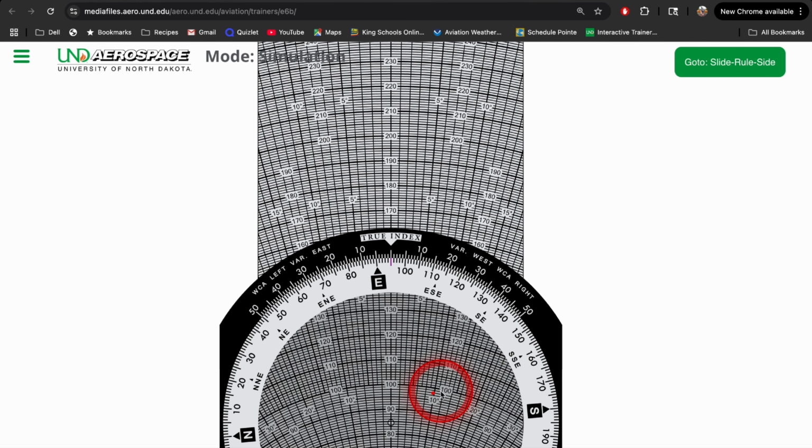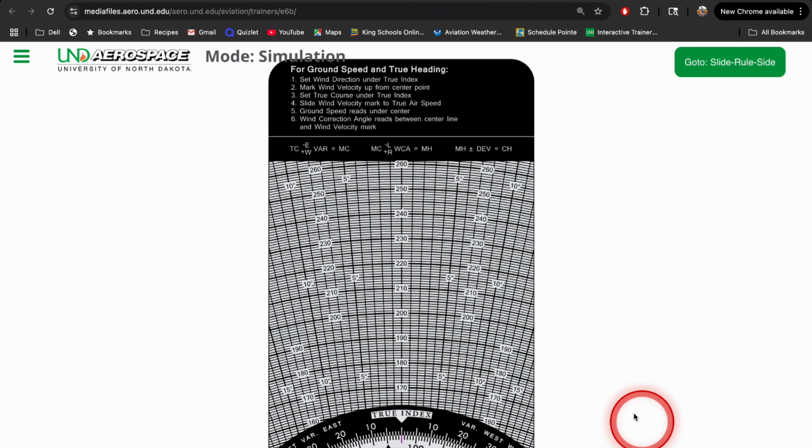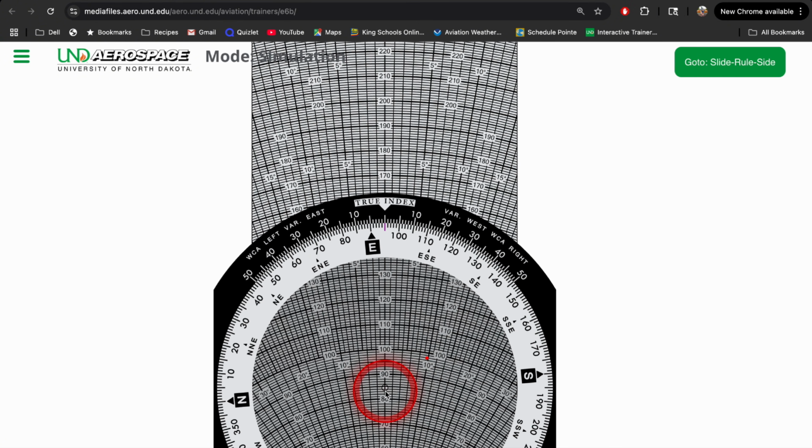So there's 100 and there's 98 right there. Step number 5, ground speed will read under the center. So wherever your grommet landed, that's going to be your ground speed. So we can see right here there's 80, 81, 2, 3, 4, 5. So about 85 knots. So we started off going at 98 knots, but since we had a headwind, it's going to slow you down to now your ground speed is 85.